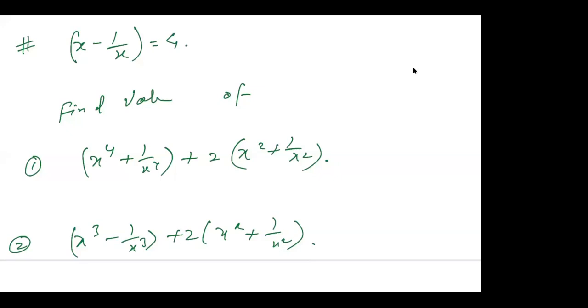Nitya, sir, आपका स्क्रीन दिख रहा नहीं है. अभी दिख जाएगा बेटा. Okay, okay, sir.